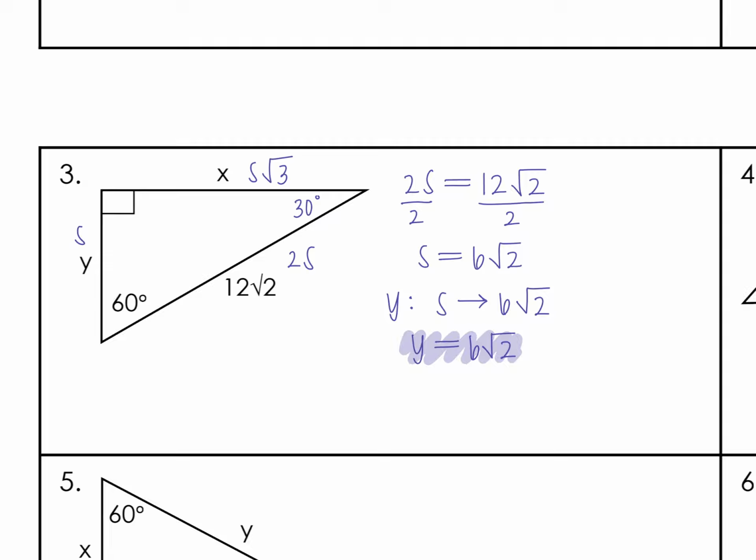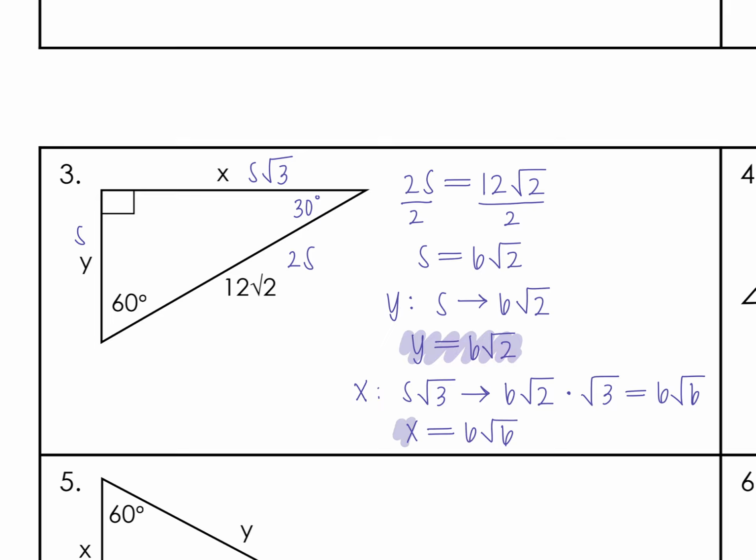Then I'm going to find my x, okay, because my x is that s root 3, I'm going to plug in my s, so my s is 6 root 2 times root 3, and that's going to give me, when I multiply them, remember multiplying the radicals together, we'll just get that 6 and then root 6. 2 times 3 gives me 6. So my x here is going to be equal to 6 root 6.